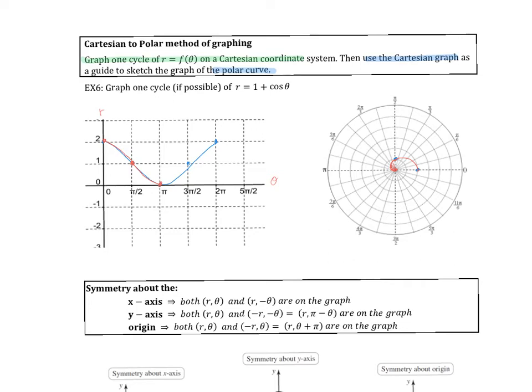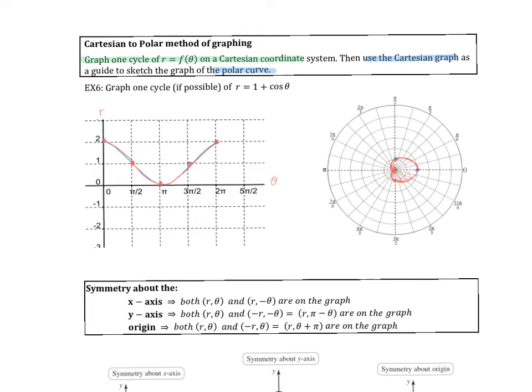Now from pi to 3 pi over 2, so I'm in quadrant 3, my r values are going from 0 back up to 1. At 3 pi over 2, I'm at 1. So I got positive r values starting out really small and then getting larger and larger, which means it will do something like this. And then from 3 pi over 2 to 2 pi, the r values are going from 1 to 2. So they're getting larger and larger and larger. And this completes my graph, my sad graph.